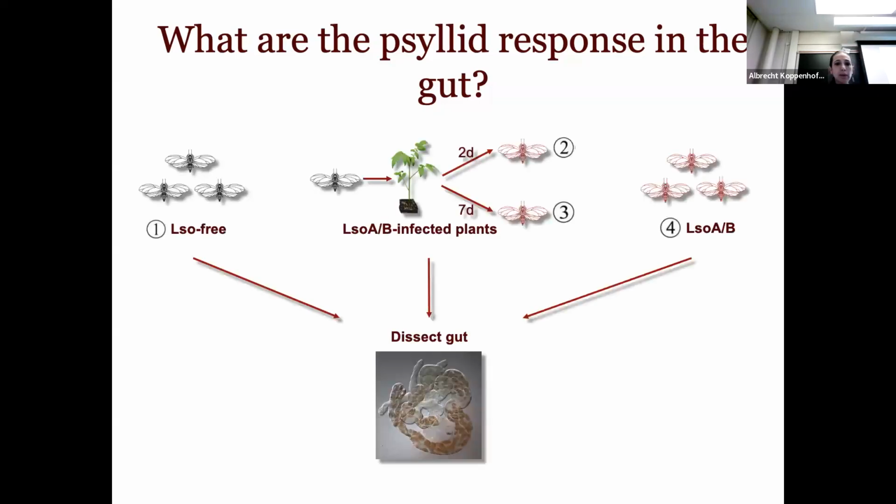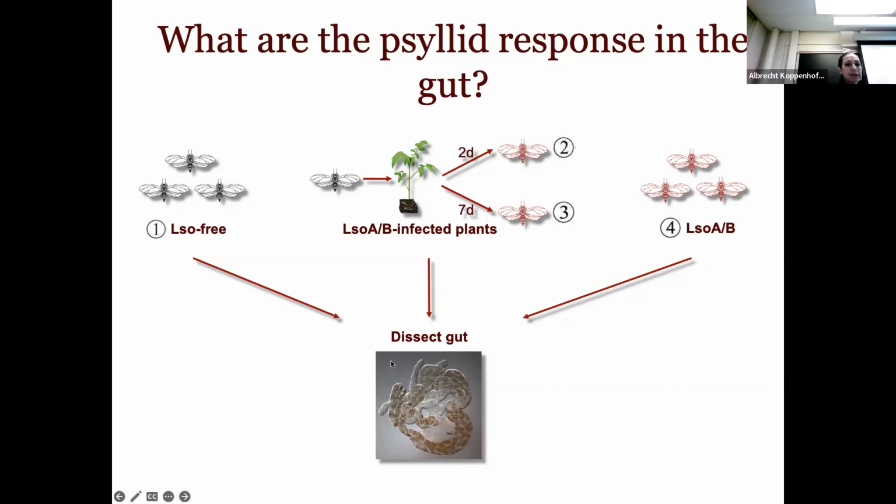So we looked, and I forgot to say how we do that. In all these experiments, I'm going to be comparing LSO-free psyllids, so no Liberibacter, with LSOA or LSOB infected colonies. They were infected all their lives since nymphs. And then we have adults that we infect at different time points. So we look at 2 days after infection or 7 days after infection, so we know that it's early in the infection or later. Remember this increasing titer in the gut, right? And then we dissect the gut and we see whatever we are looking for.